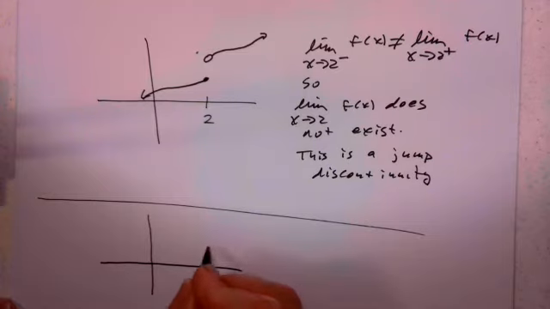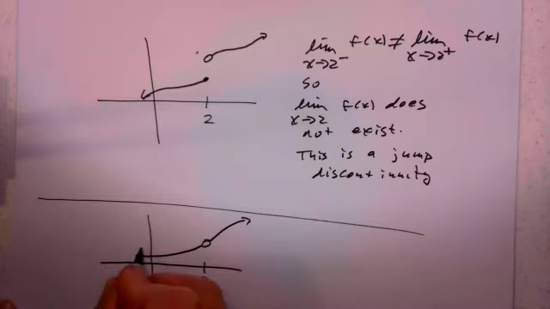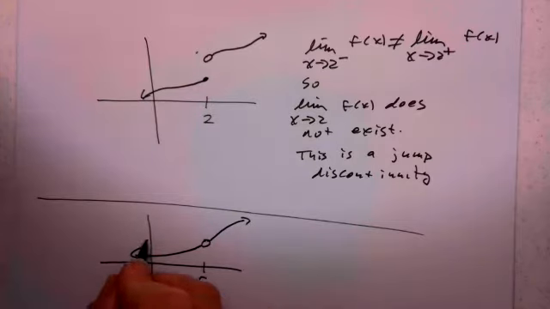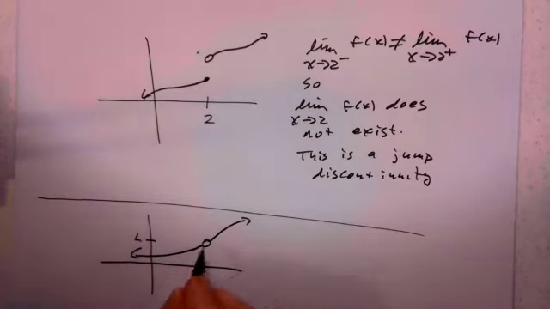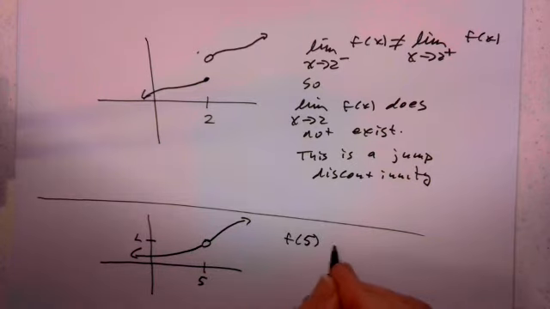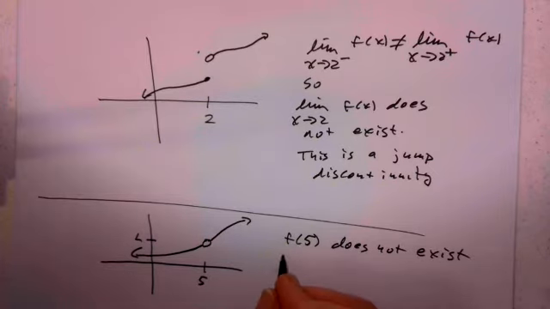Let's say I'm approaching 5 and I have a hole in the graph. There's a hole. It's broken. So what's my issue? The limit does exist. The limit is this L. As I approach from the left and the right, it's approaching the same number, but there is no value for f of 5. F of 5 does not exist. Or you could say 5 is not in the domain of the function f.